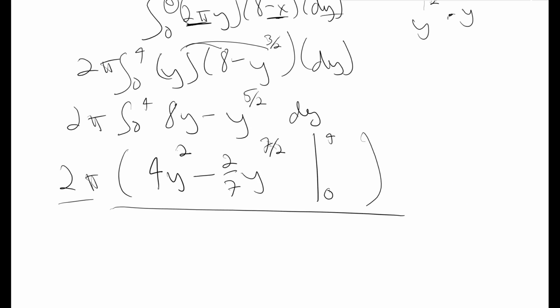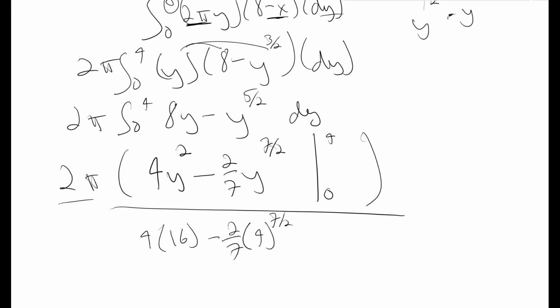So let's see what happens here. Let's get my calculator over here. Let's see, that becomes 4 times 16 minus 2 sevenths, 4 to the 7 halves. What is 4 to the 7 halves? It's 128. Okay. So 128 times 2 sevenths is a nasty fraction, of course.